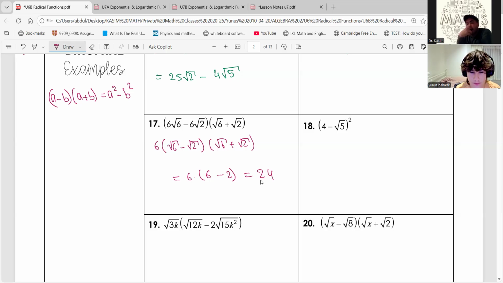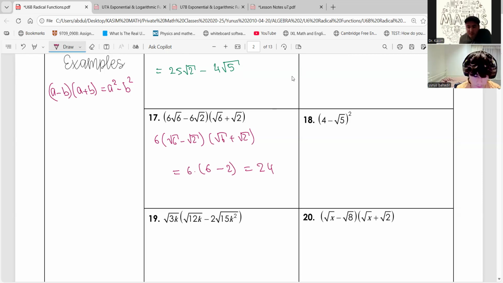We can actually use FOIL method, but this one is sometimes just knowledge, a little bit of thought can save you a lot of time and also make your calculation really easy. If you have experience, you would be able to see this. 6 is a common factor. Square root of 6 minus square root of 2, and that's it. Okay. All right. Let's continue. Let's finish this page and finish the class.